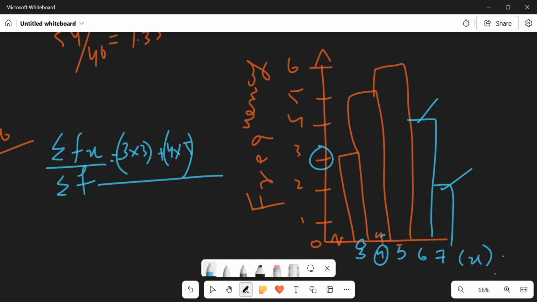The first bar ends on 3, so I'm writing 3. The second bar ends on 5, the third bar ends on 6, the second last bar, the sixth one, ends on 4, and the last one ends on 2. The numerator answer is 97 and the denominator is 20. Divide it and you will get the answer.